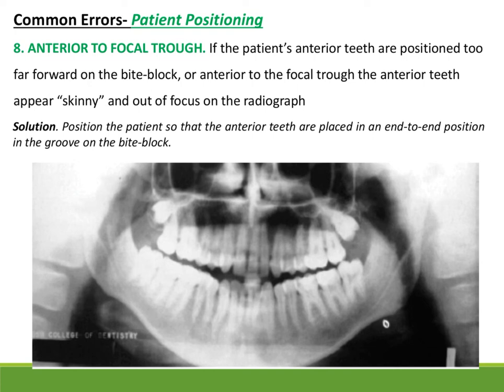Or you can say the position of the bite block is anterior to the focal trough. So in such a case, the teeth will appear thin, or you can say skinny teeth. If the major portion of the bite block is away from your mouth and you are not biting on the notch, that means you are going to get fat teeth, broader teeth.